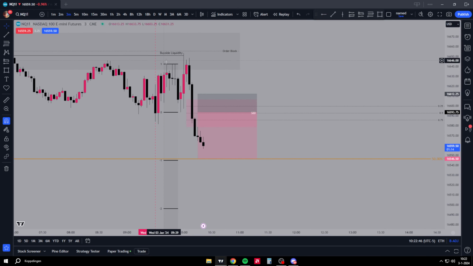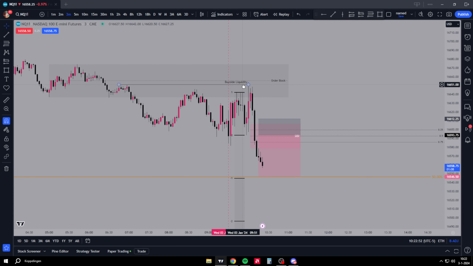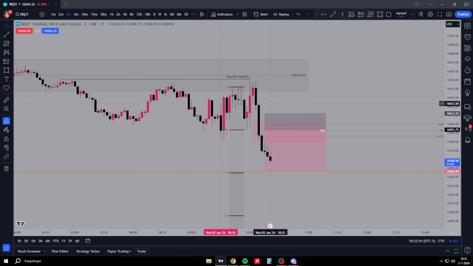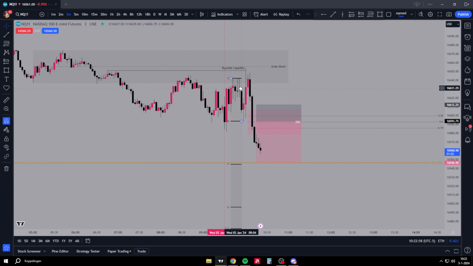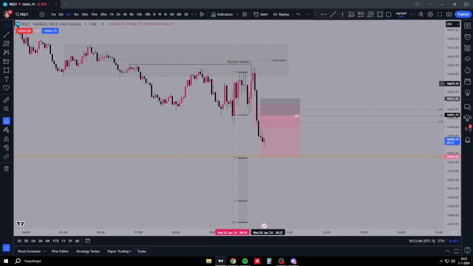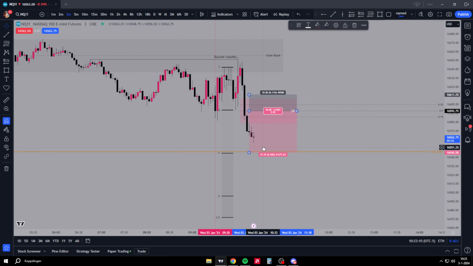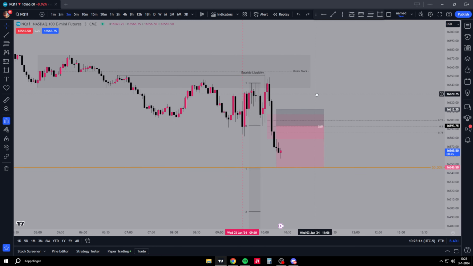Only setup here after market open would be sell this turtle soup. Yeah, nothing here actually, but the only option would be to sell this turtle soup. Yeah, nothing else really. Turtle soup, power of 3, easy targets, everything you need actually.